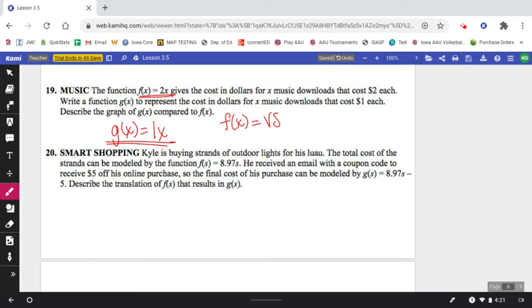Kyle is buying strands of outdoor lights for his luau. The total cost of the strands can be modeled by the function 8.97s. He received an email with a coupon code to receive $5 off his online purchase. So the final cost of his purchase can be modeled by g of s equals 8.97s minus 5. Describe the translation. So here's the original, and the new one is exactly the same except for -5 at the end. So the translation would be down 5.